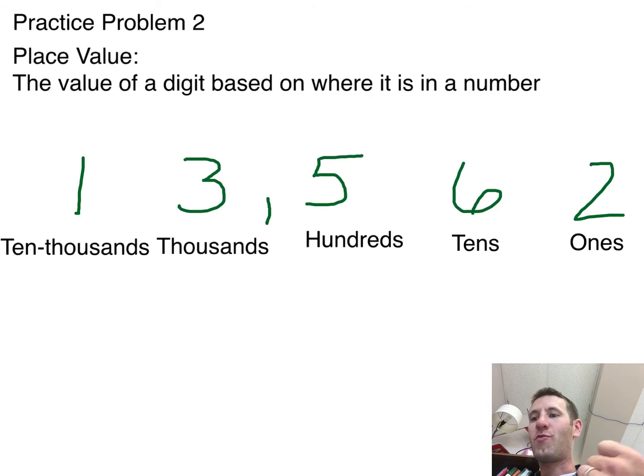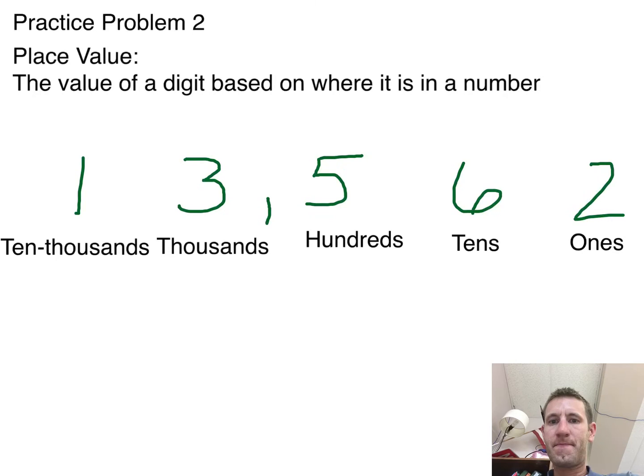And when I mean what place it is in a number, I'm talking about whether or not you have a ones place, a tens place, a hundreds place, a thousands place, a 10,000s place, and you can go on and on and on. But that means this 2 has a certain value. And since in this number we have 2 ones, that means its value is 2.